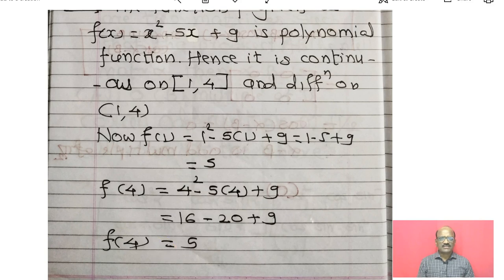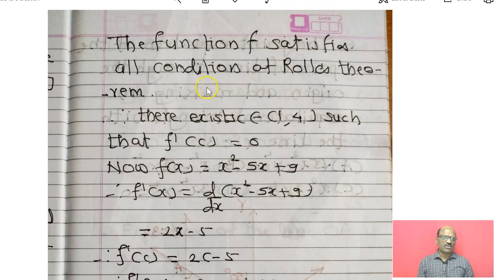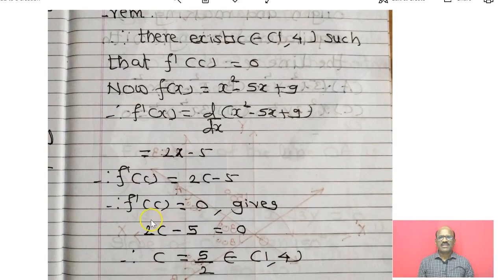It means that the function f satisfies all the conditions of Rolle's theorem. There exists a c belonging to the open interval (1, 4) such that f'(c) is equal to 0. Now f(x) = x² − 5x + 9. Its derivative f'(x) is d/dx of x² − 5x + 9, and the derivative is 2x − 5. Therefore f'(c) = 2c − 5.